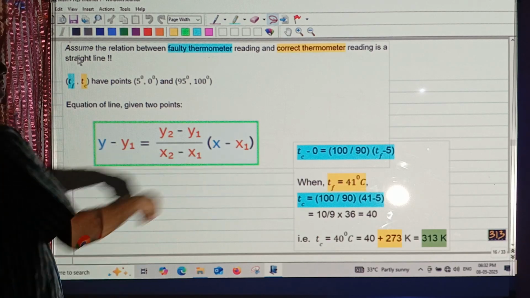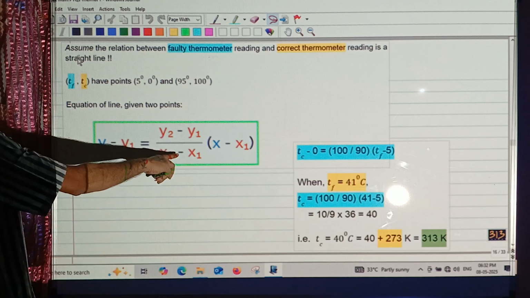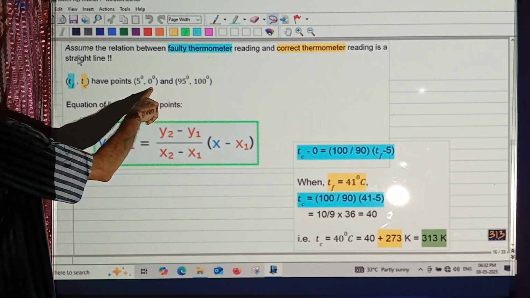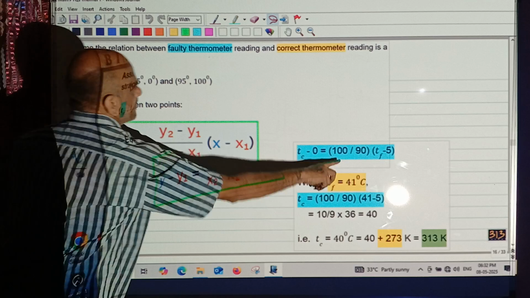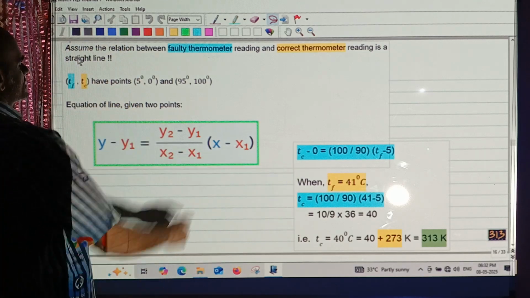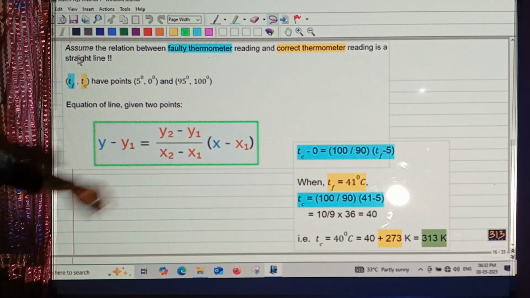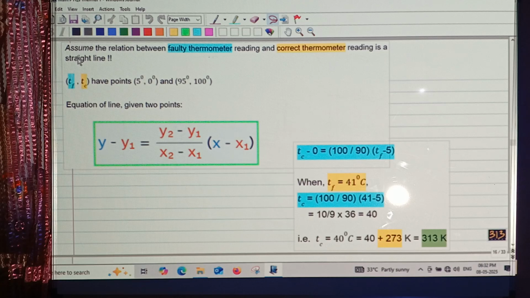Using that we get TC, which is on the y-axis, minus the first point y, 0, equal to the slope, which you can get using these 2 points. So delta y is 100, delta x is 90. So 100 by 90 into TF minus the first point x, which is 5. So TF minus 5. This is the equation between the two temperature scales. So when TF equal to 41, you can put the value of 41 for TF, and the correct temperature value will be 40 in Celsius degree. To convert to Kelvin, you have to add 273, so that will get 313.